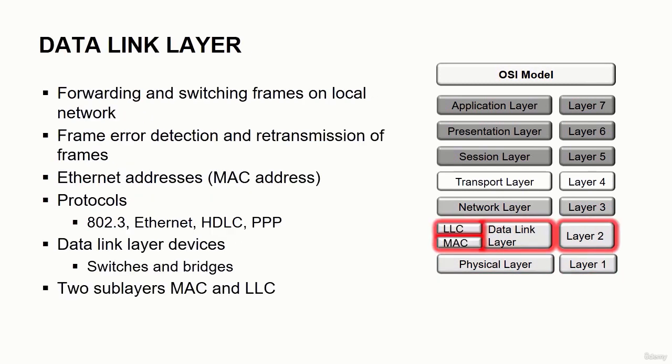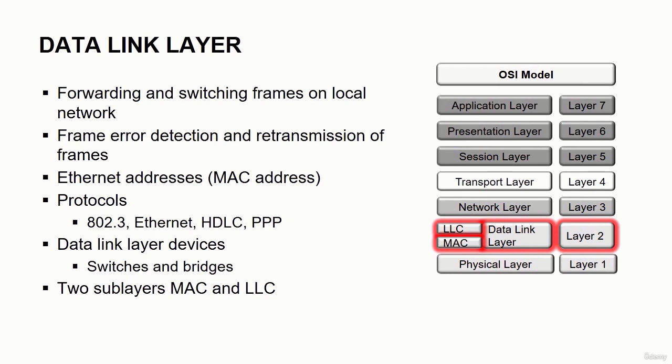Next, there's layer 2, the data link layer, which is responsible for forwarding frames on the network. It also defines the protocols used to exchange data over a specific type of network or over specific types of network media. Layer 2 protocols include Ethernet, Token Ring, HDLC, and Point-to-Point Protocol, or PPP. The data link layer also includes the functions of error detection and retransmission of frames, as well as Ethernet addresses, or what they're also known as, MAC addresses.